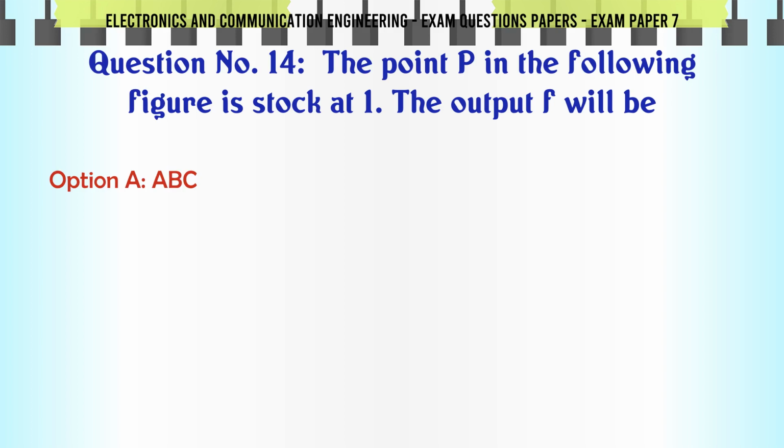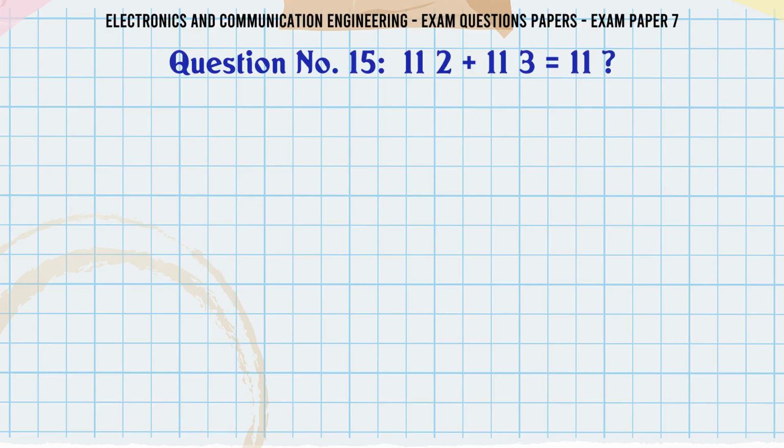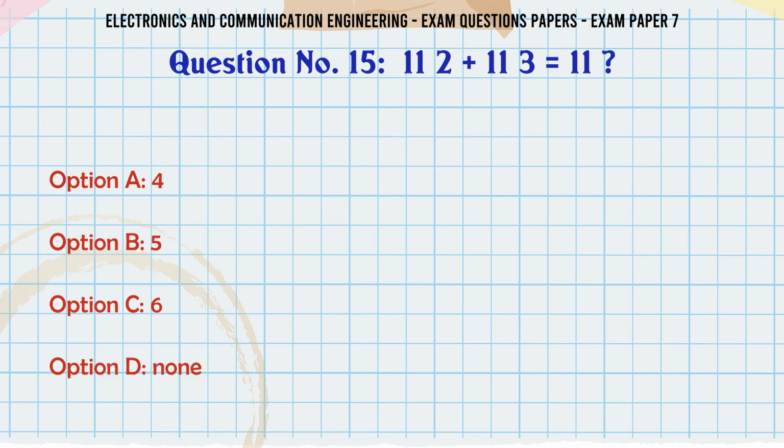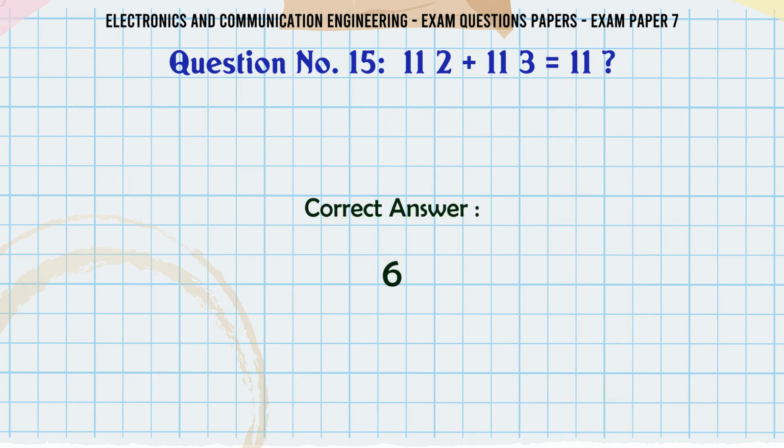The point P in the following figure is stuck at 1. The output F will be A ABC, B A, C ABC, D A. The correct answer is A. 11th February 2011 3:11. A 4, B 5, C 6, D none. The correct answer is 6.